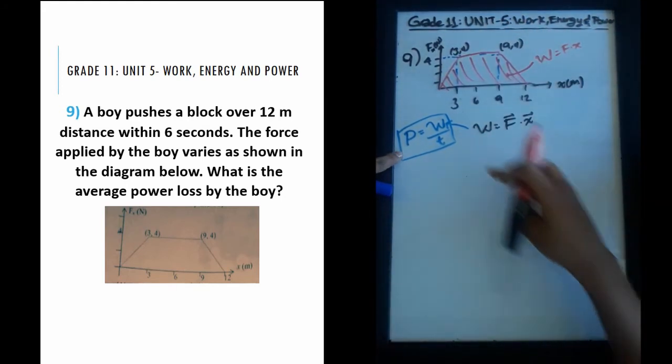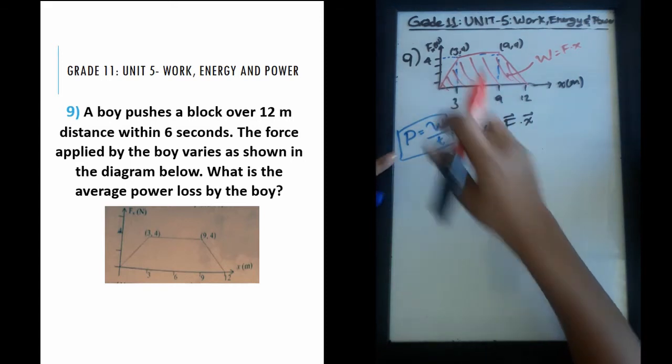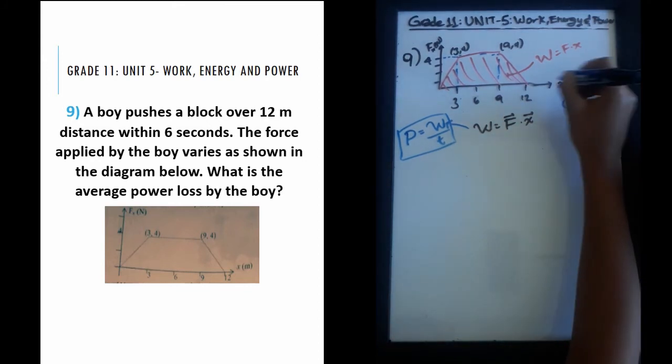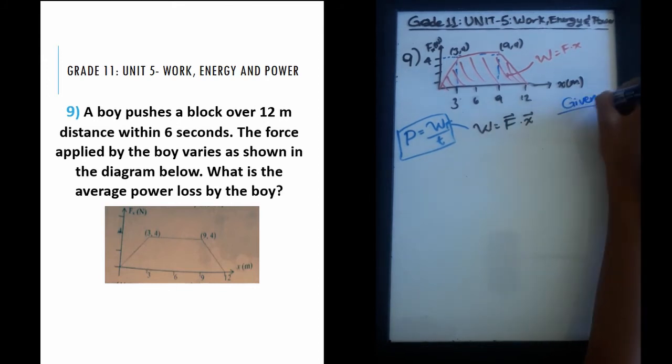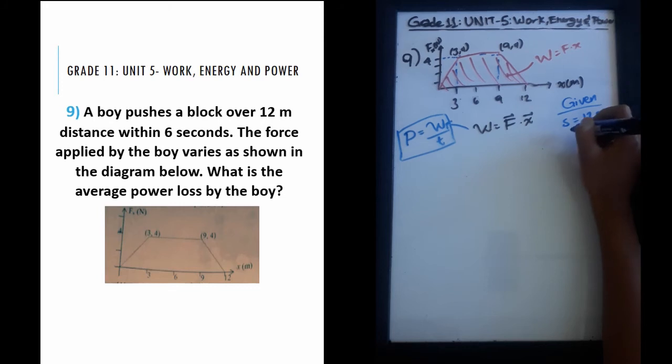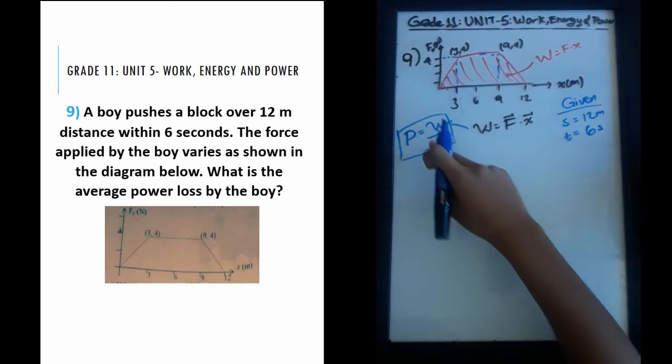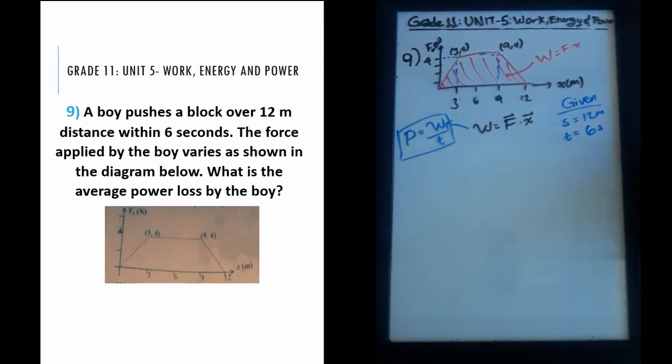Finding the power is simply dividing that area, or that work we found, by the time, and we have the time given here. In fact, let me write that down. Some of the things that were given here: we're given this graph, first of all, and on top of that, we're given that it traveled a total distance of 12 meters, which is also part of the graph. But additional information that we're given is that the boy was pushing the block for a time of 6 seconds. We're going to leave this for later to find the power. But first, let's find the work.